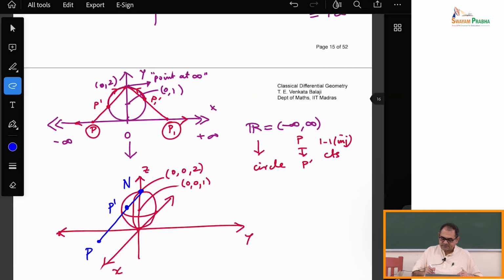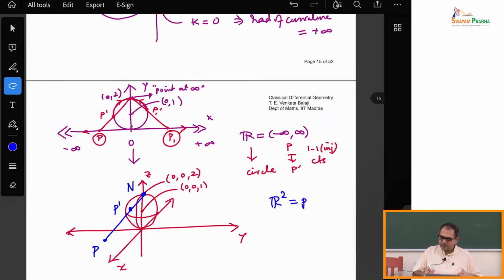So what happens is that from R2, which is the plane, you have a map into the sphere, and that is again the map P going to P prime. Again, this map is both one-to-one and continuous. And here is a beautiful thing. You can make sense of the point P going to infinity. The way you say a point goes to infinity is by saying that its distance from the origin goes to infinity.